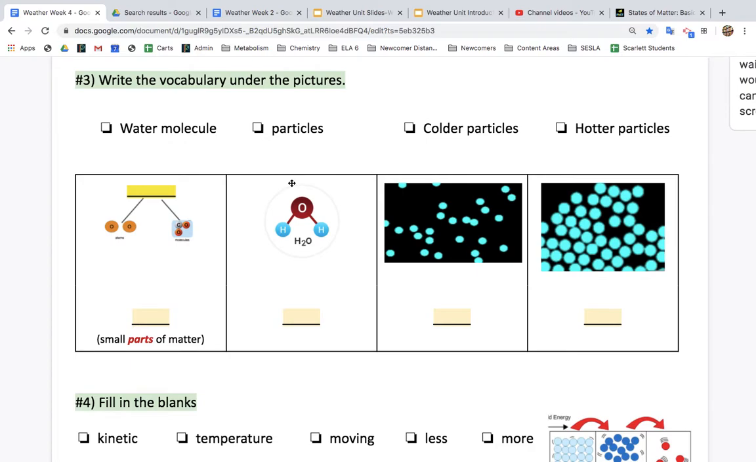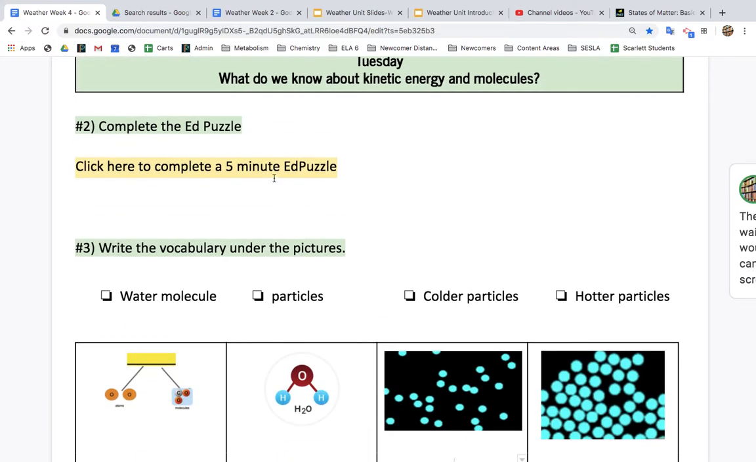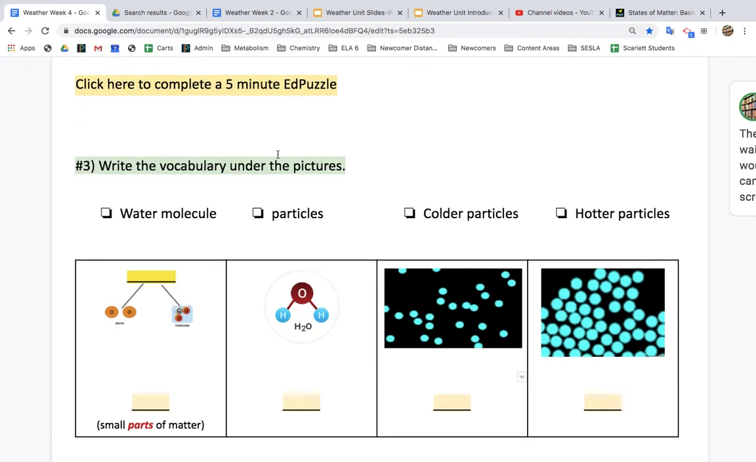If you're watching this video, you need help with the vocabulary and filling in the blanks. Please make sure you've completed the Ed puzzle. Ms. Hill and Ms. McKelvey can see if you finished the Ed puzzle, so don't skip that part. But if you still need help, watch here.